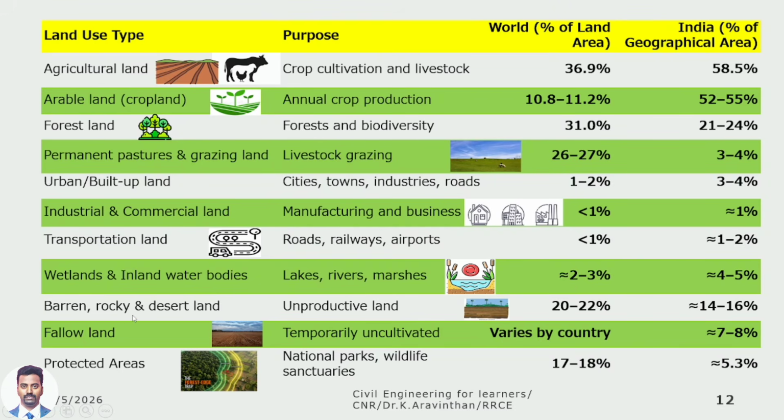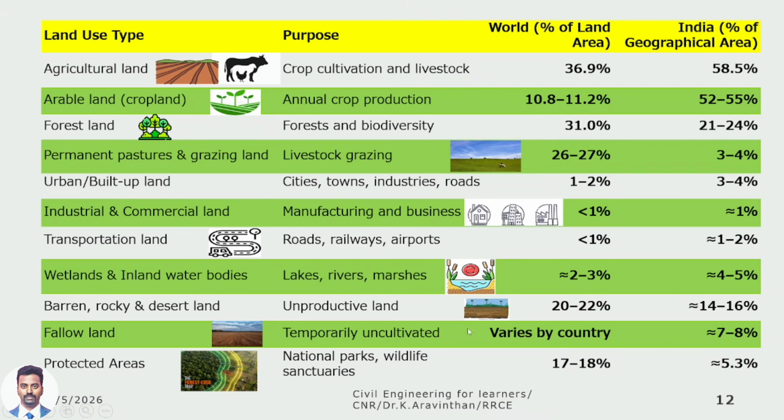Barren, rocky or desert land is unproductive land. In India, you have 14 to 16%, and 20 to 22% in the world. Here we can concentrate, and whatever developments are there in land, we can use this barren and rocky desert land for improvement and productivity. Fallow lands are temporarily uncultivated and can be used for cultivation and for forest. By this uncultivated land, agriculture and forest can be improved. So we have to take care that the other 7 to 8% of land is properly utilized for urban built-up, forest or agricultural land in order to balance future needs.